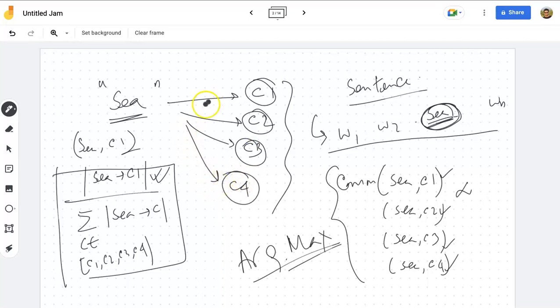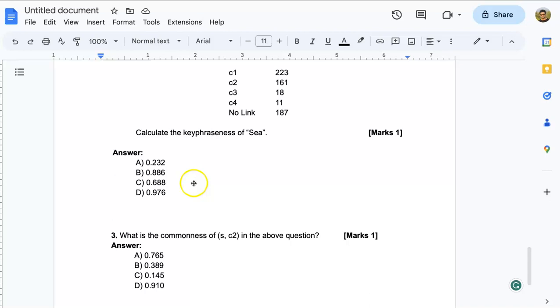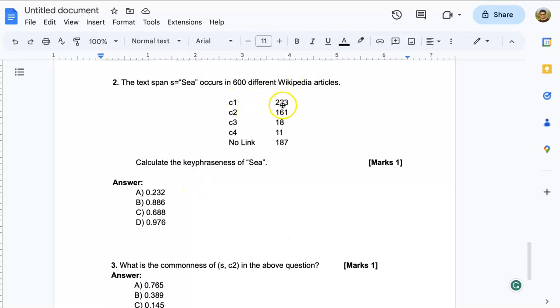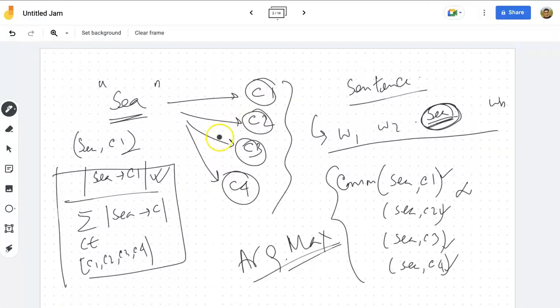Okay, so in our example, if you just see the table, this C1 is connected the maximum number of times. It is connected 223 times, C2 161 times, and C3 once. So if you use this formula to disambiguate, then every time it will select C1.